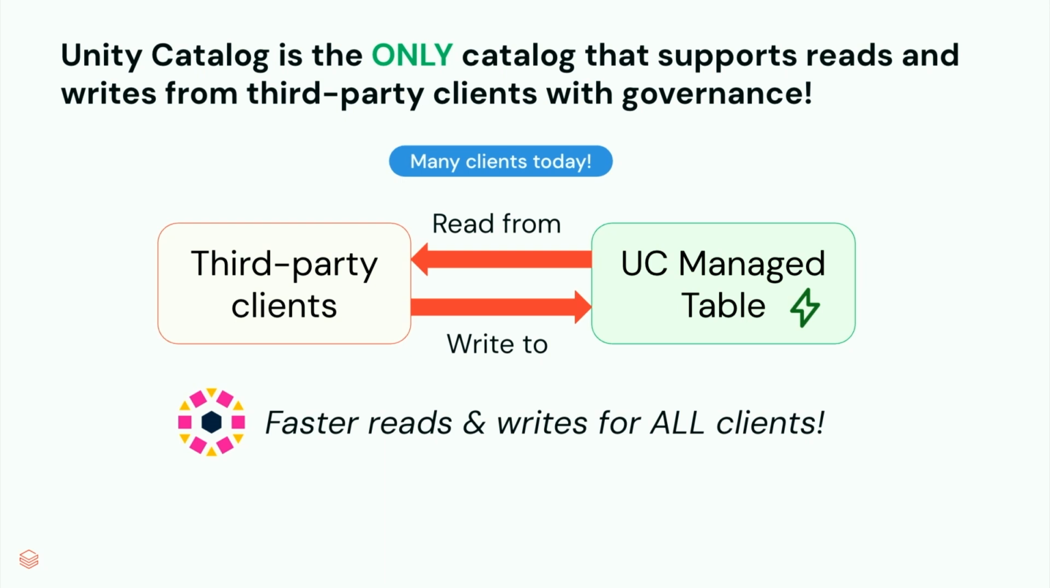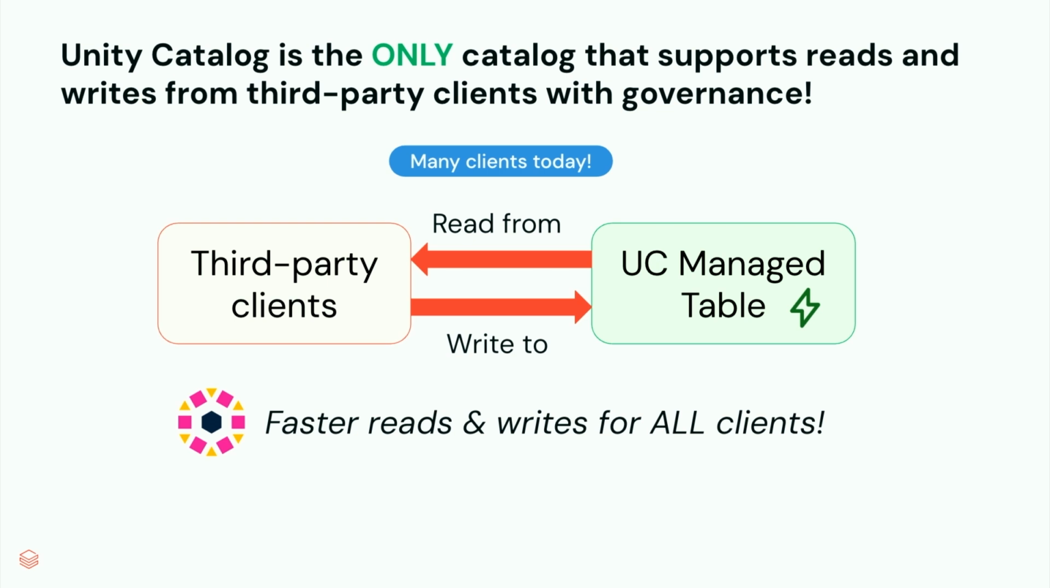So when I say access from third-party tools, what do I actually mean here? First, I'm talking about reads. So you can read a UC managed table from a third-party client. But you can also write to a UC managed table today using a third-party client. This is something that's new today, and that's being announced at this summit. Unity Catalog is, again, the only catalog that actually supports reads and writes from third-party clients and with governance. So that's really what makes Databricks so special. Our tables are fully open and interoperable.